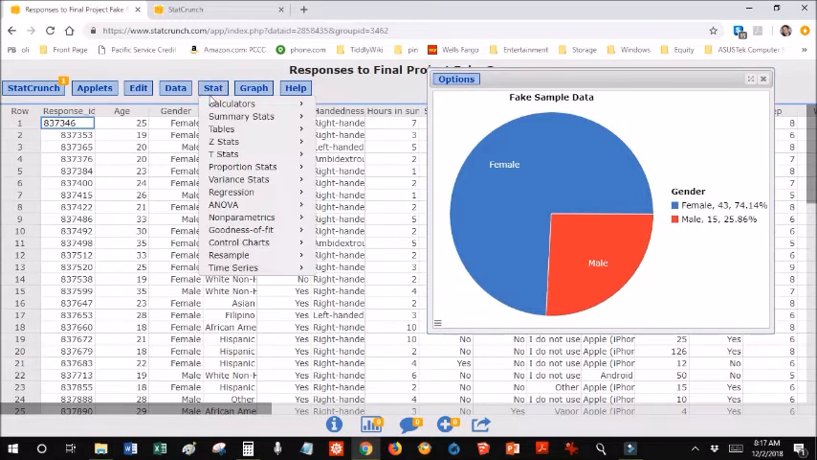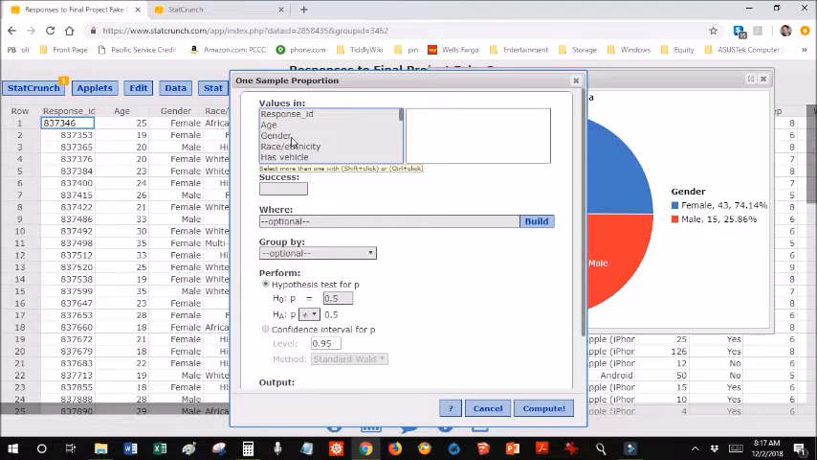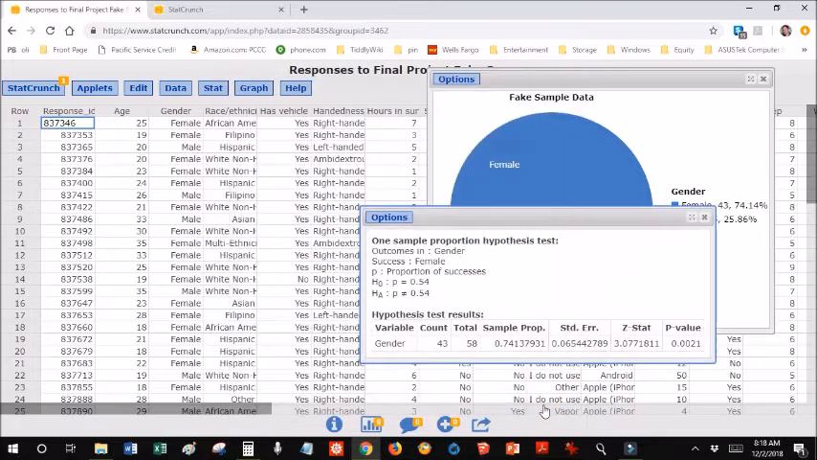If I do some statistical inference, I'm going to use proportion stats, one sample with data, and I'm going to use gender. The success is female. And the null hypothesis, from the LMC Quick Facts, was 54%. The alternative hypothesis is not equal to 54%. That was the suggestion from the pie chart. And if I compute, I have a p-value of 0.0021, much less than the significance level of alpha equals 0.05.